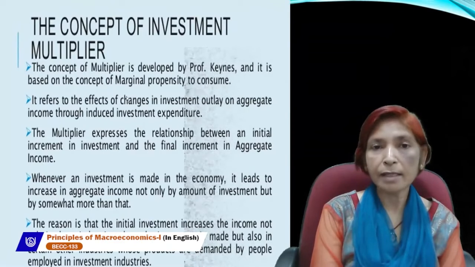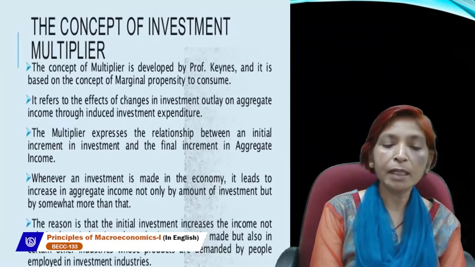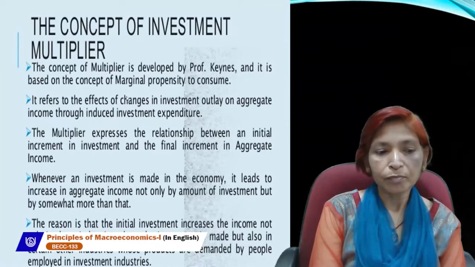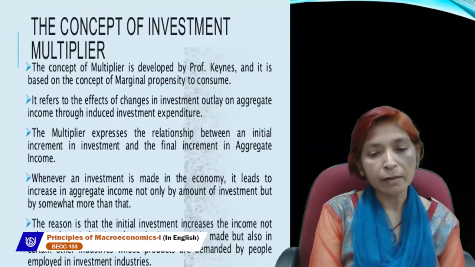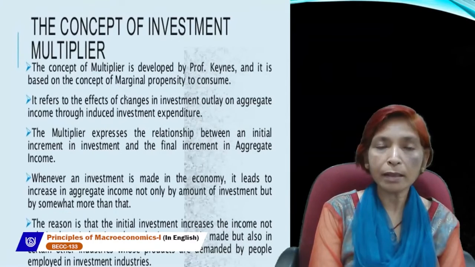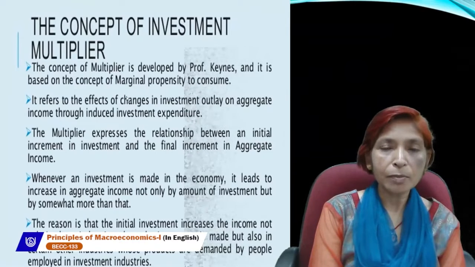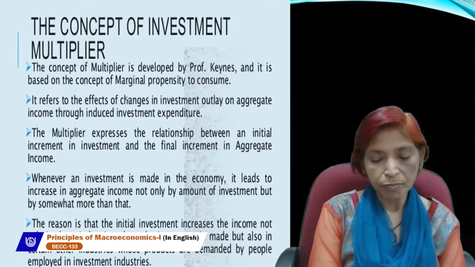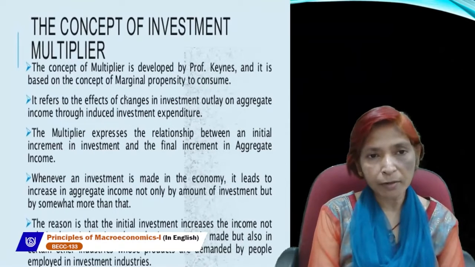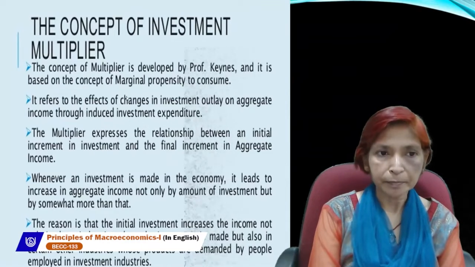The reason is that the initial investment increases the income, not only in those industries where the investment is made, but also in certain other industries whose products are demanded by people employed in investment industries. So this is the concept of investment multiplier.